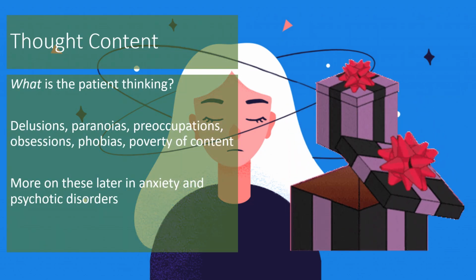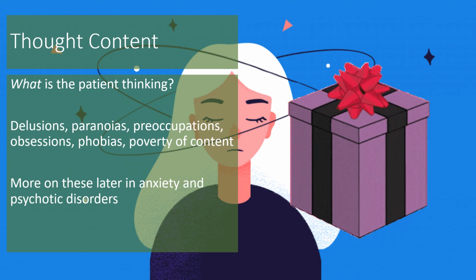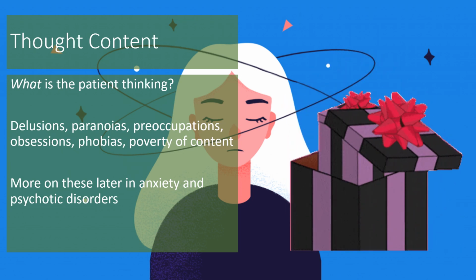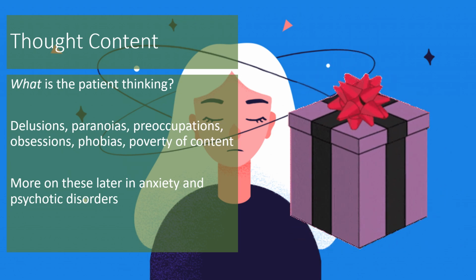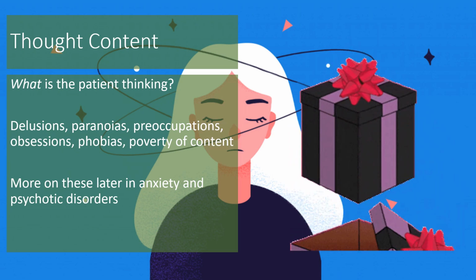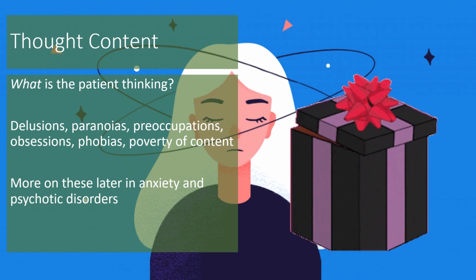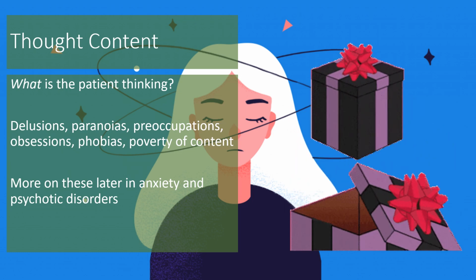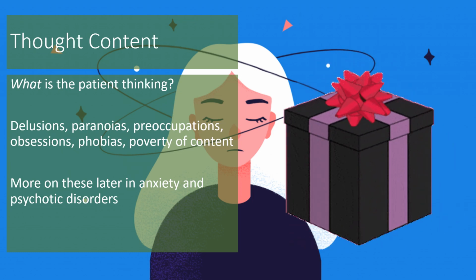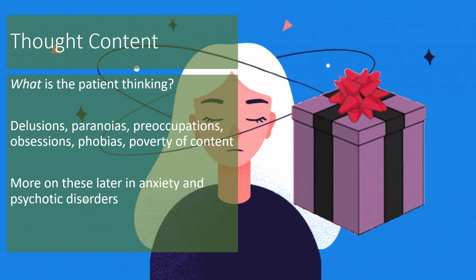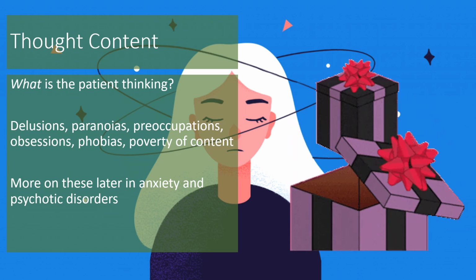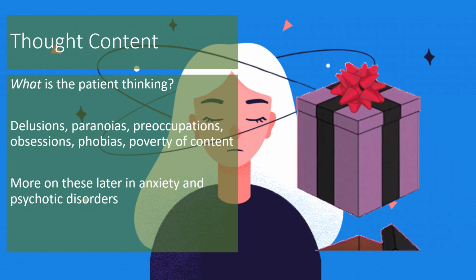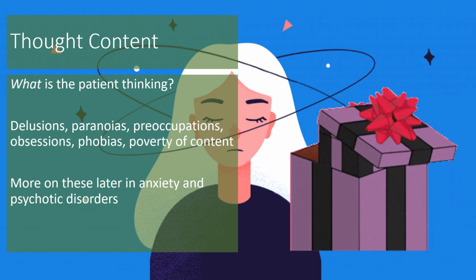The first thing is thought content. What is the patient thinking? What are their thoughts? And we'll talk a lot about these things when we go into psychotic disorders, because psychotic disorders are the problem with thinking, with cognition. So there's the things that you can hear about: delusions, paranoias, preoccupations, obsessions, phobias, poverties of content. Patients just don't have any thoughts going around. So again, we'll talk about this more later, but that's what thought content is, what the patient is thinking.